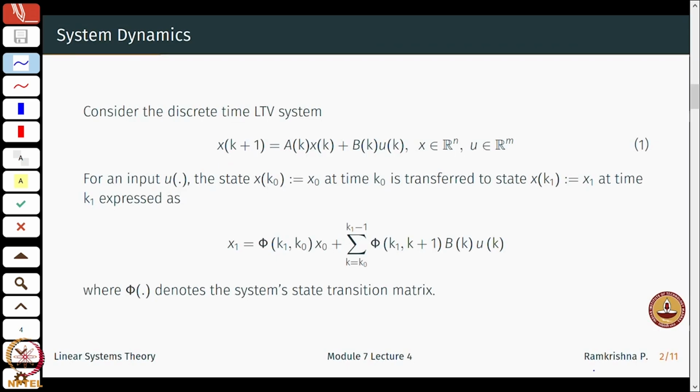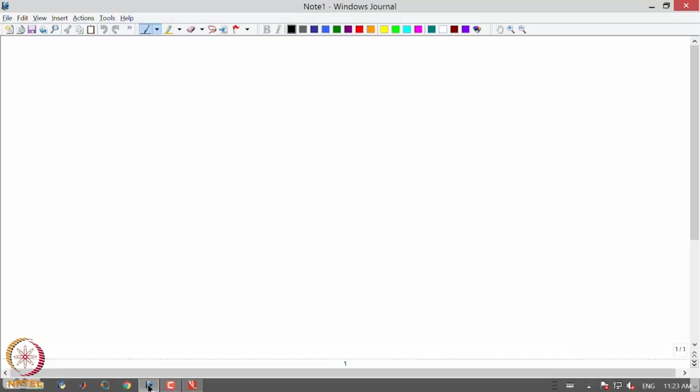Discrete time systems, well, they are usually given in this form: x k plus 1 is A k x k plus B k u k, for some m dimensional input. So how does one define for here the state transition matrix? Okay, we start with systems of this form, where the A and B matrices are also depending on time. So how do I go about computing the solution of this, or even the state transition matrix?